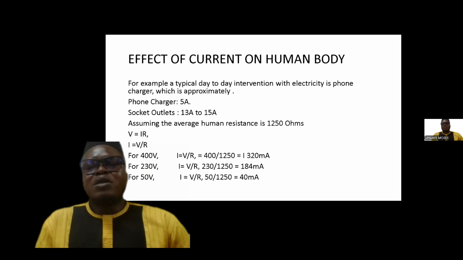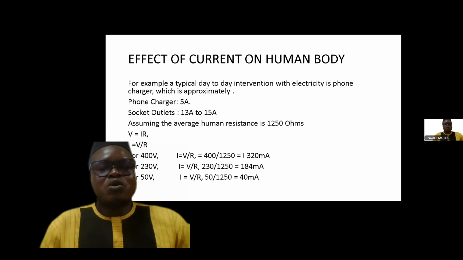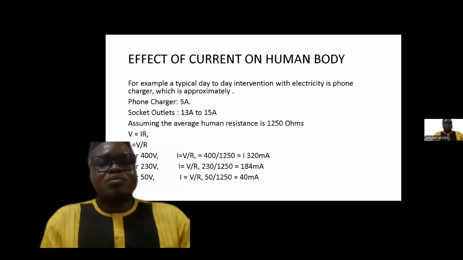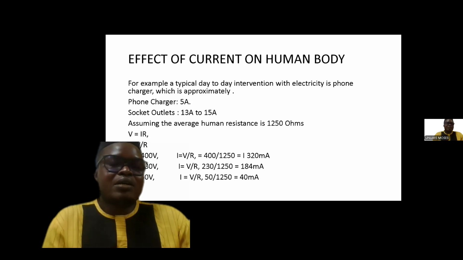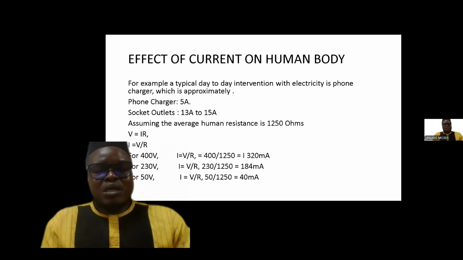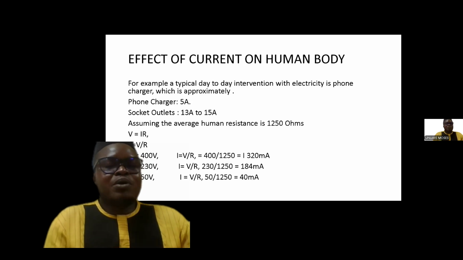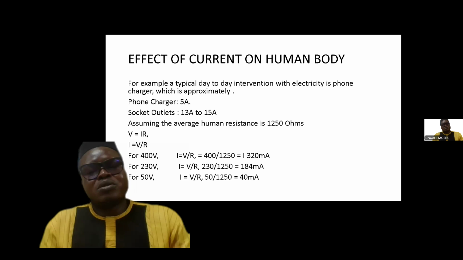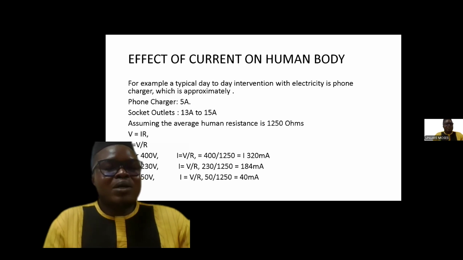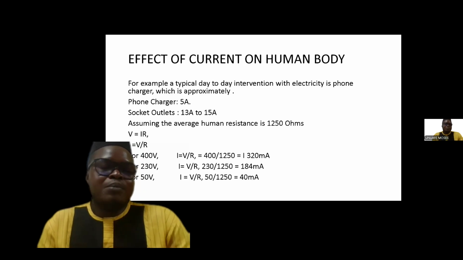Now, the effect of current on the human body. I want us to take, for example, what we are familiar with. A typical day-to-day interaction with electricity is our phone charger, which is approximately 5 amps, 6 amps, as the case may be. If it is a fast charger, it is 6 amps, from 5 amps to what? To 6 amps. While our socket outlet, which we are almost familiar with every day in our appliances, is 13 amps, or 15 amps.